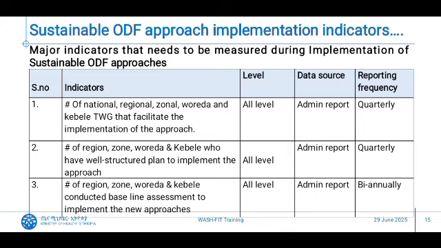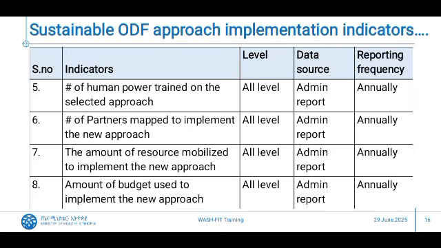Number 3, number of regions, zones, woredas, and kebeles that conducted a baseline assessment to implement the new approach. All levels, administration report, biannually. Number 5, number of human power trained on the selected approach. All levels, administration report, annually. Number 6, number of partners mapped to implement the new approach. All levels, administration report, annually.